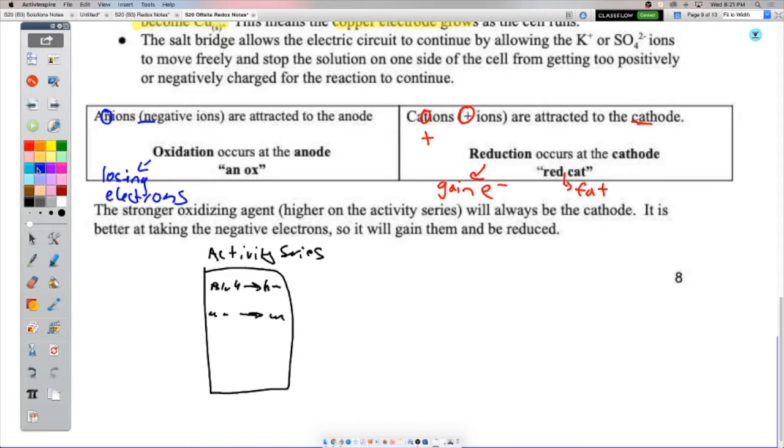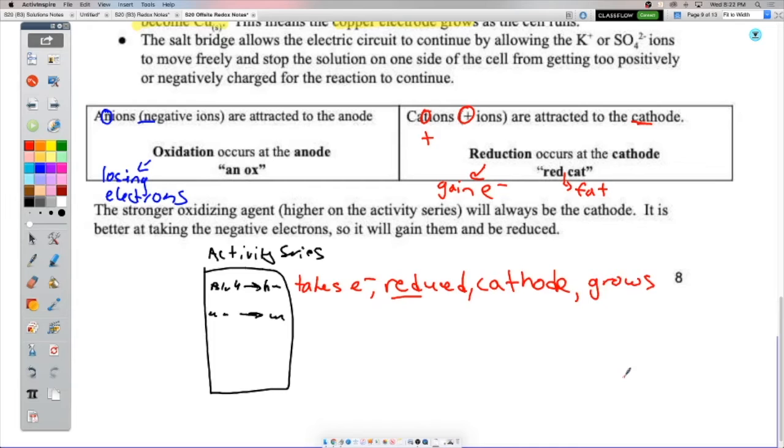Whichever one's on top of the two things that are connected is always going to take the electrons, right? So it takes e minus, it's higher. If it's taking e minus, it's gaining electrons. So it's being reduced, and red cat, red fat cat. Okay, so this is the cathode. And the question might ask, which one's going to get bigger? Which one's going to shrink? Red fat cat. So it grows over time.